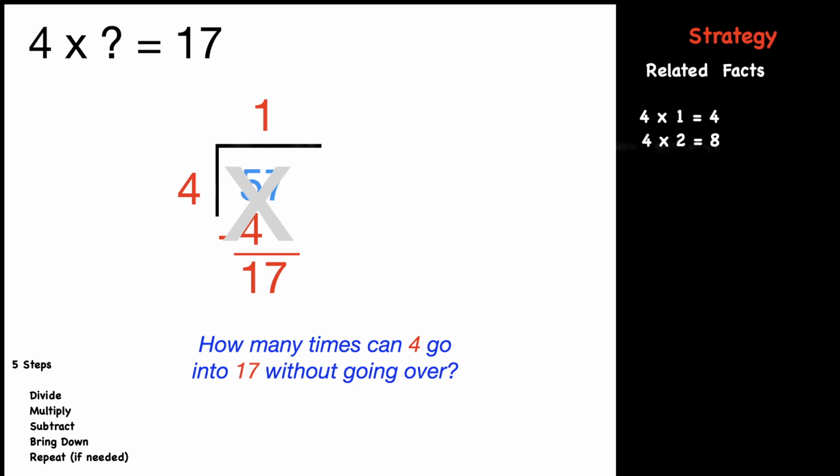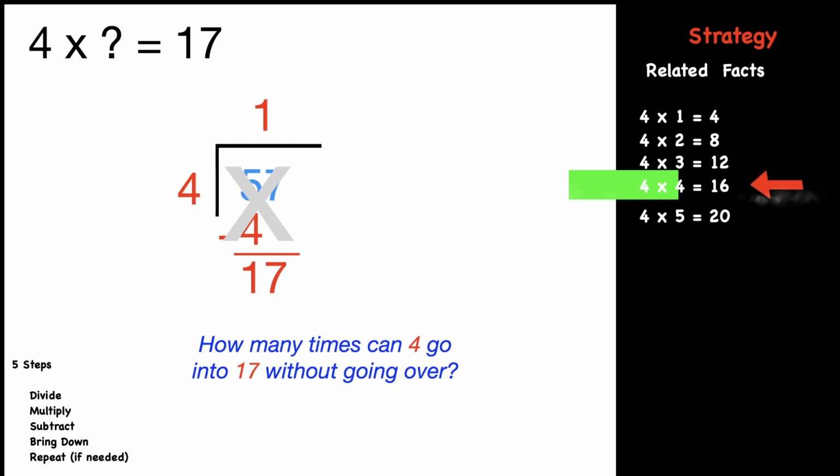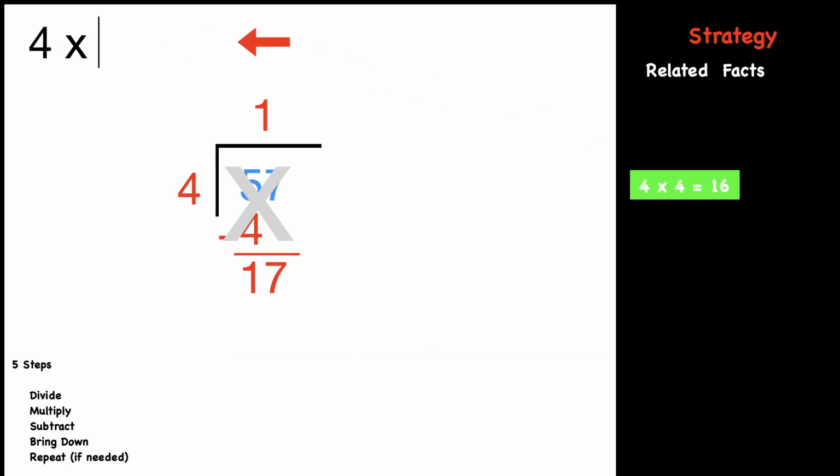Using our facts, 4 times 1 is 4. We can get to 8. 4 times 3 is 12. 4 times 4 is 16. And 4 times 5 is 20, which is too much. We went over. So we go back to the 16. 4 times 4 is 16.